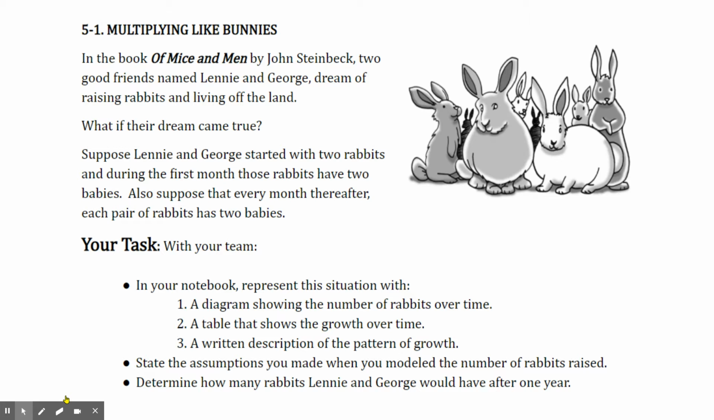Suppose Lenny and George started with 2 rabbits, and during the first month, those rabbits have 2 babies. Also suppose that every month thereafter, each pair of rabbits has 2 babies. So that's really our problem here. That's the information we really need to pull out.